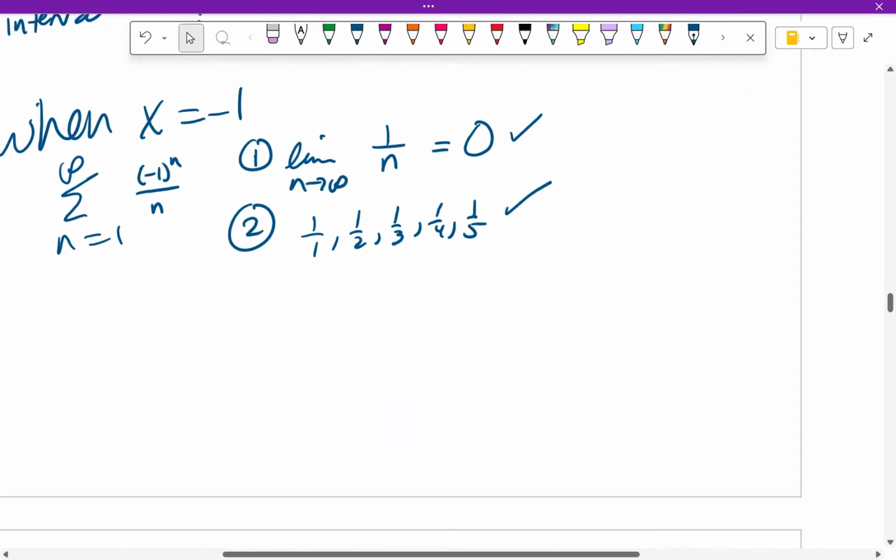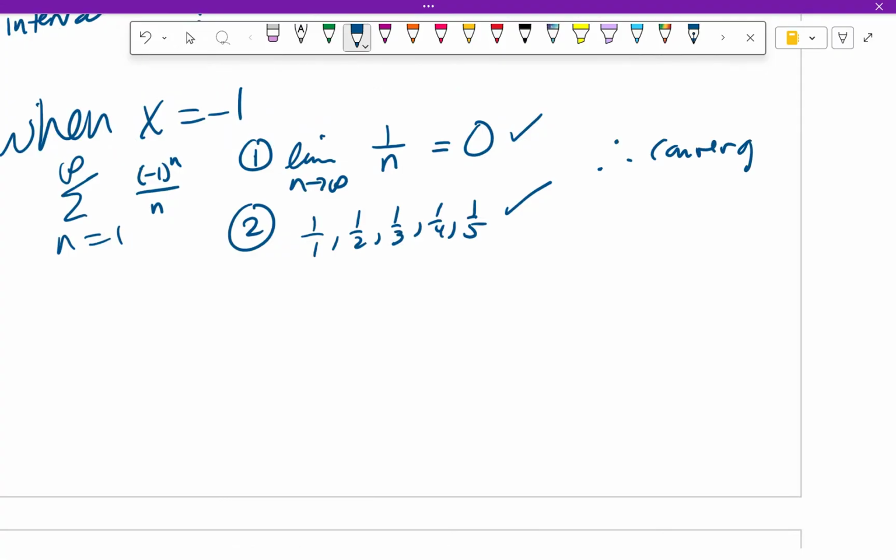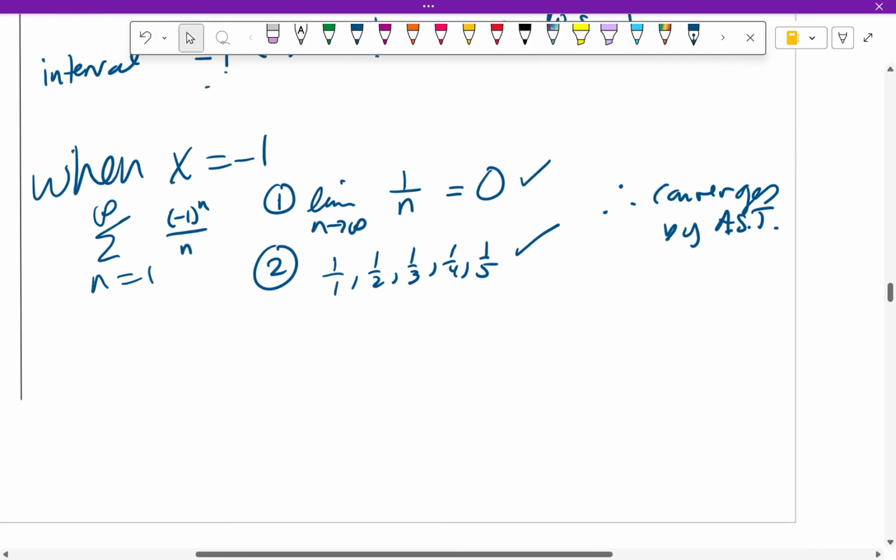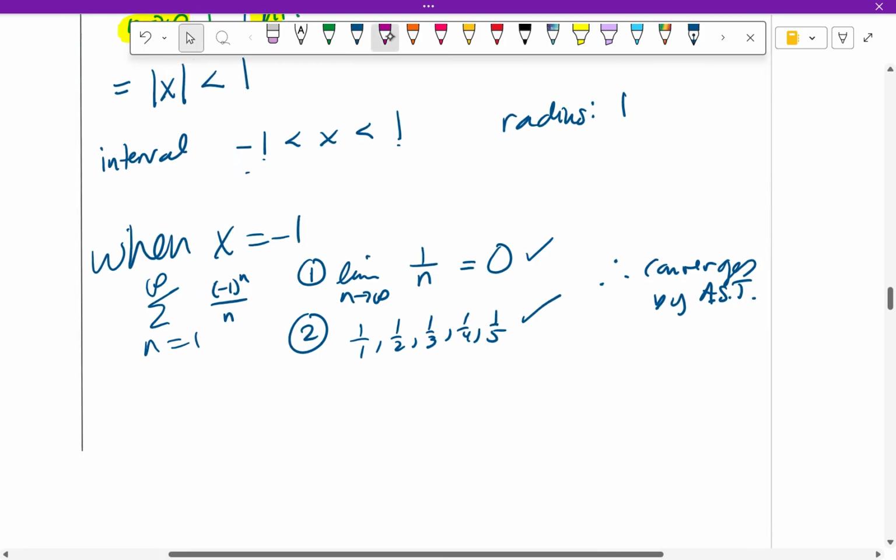Does it converge or diverge? Therefore it converges by alternating series, which we can abbreviate AST. So how we adjust what we have here is, because that one converged by alternating series, -1 is included in the actual interval of convergence. So we go back and we write an equal sign under it.